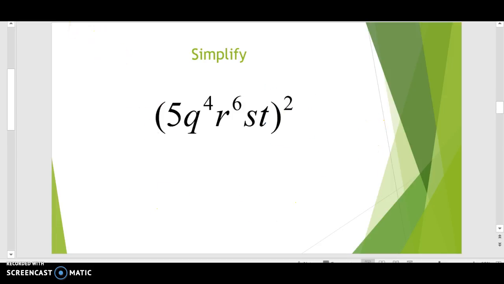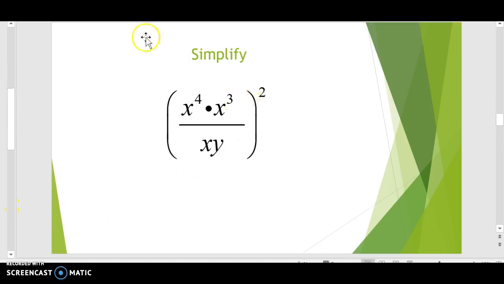Number 7, right? Everything inside here is going to be raised to the 2nd power. So 5 to the 2nd is 25. Q to the 4th to the 2nd, multiply these exponents to get q to the 8th power. Now, r to the 6th to the 2nd is going to be r to the 6 times 2 is 12. S to the 1 times 2 is 2. And then t to the 1 times 2 is 2. And I cannot simplify that any further.